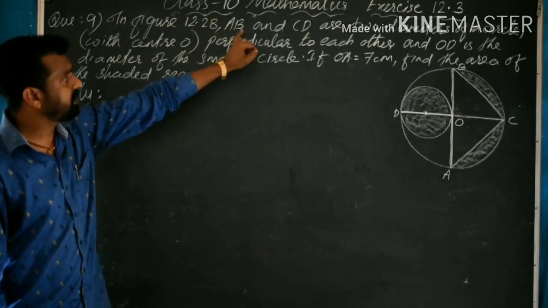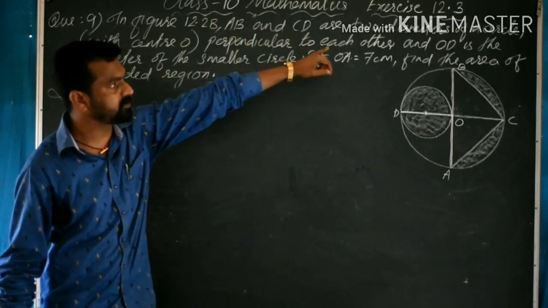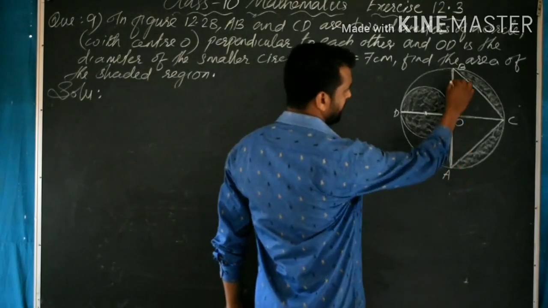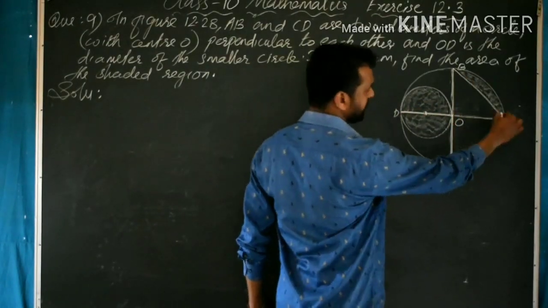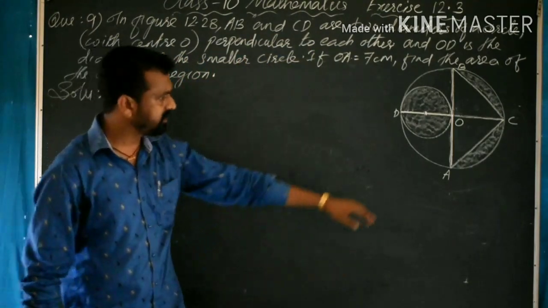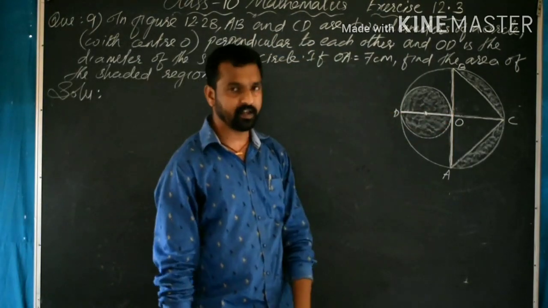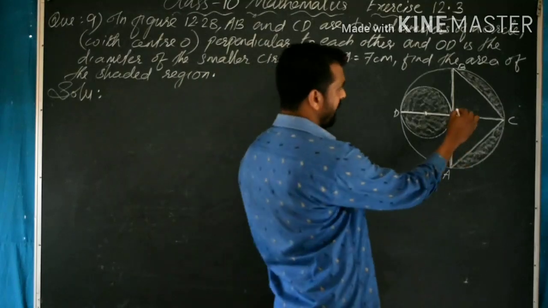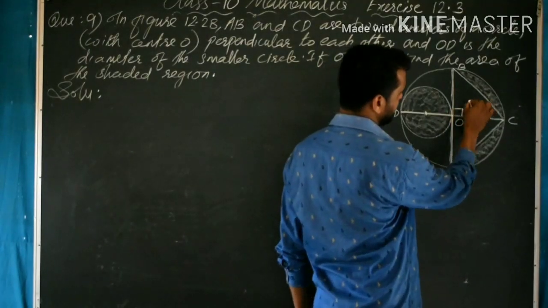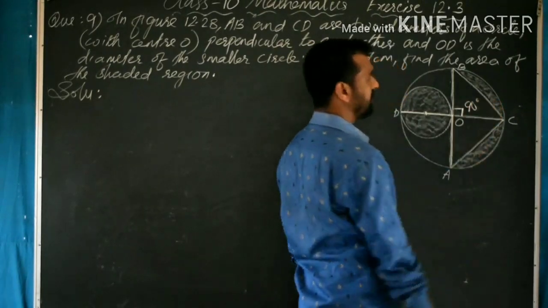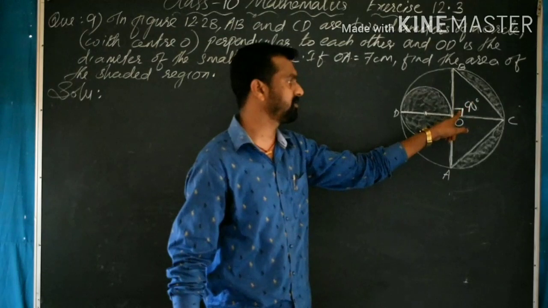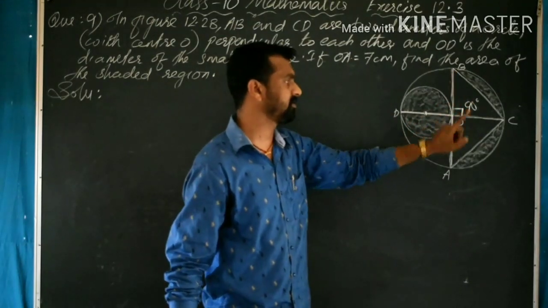In the figure, AB and CD are two diameters of a circle, that is this one. AB and CD are two diameters of a circle perpendicular to each other. So angle BOC is equal to 90 degree, because in the question it is given that AB and CD are perpendicular to each other. Angle BOC is equal to 90 degree.